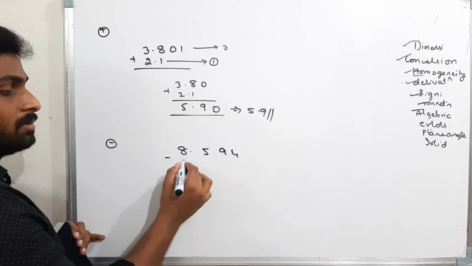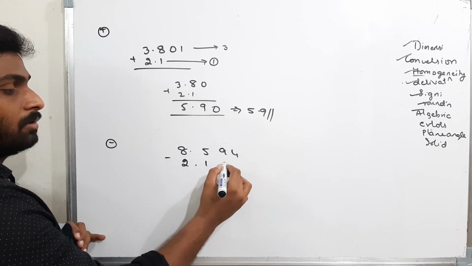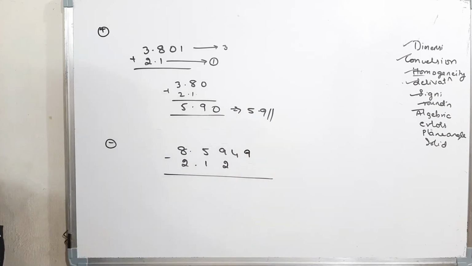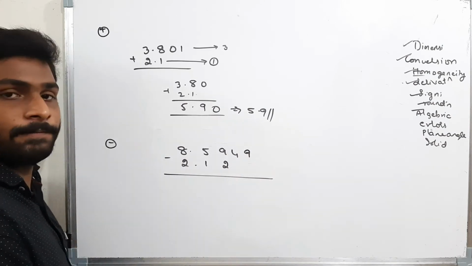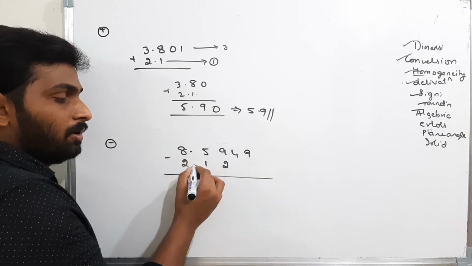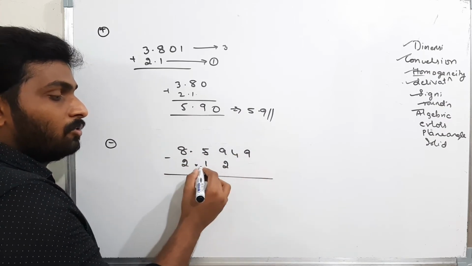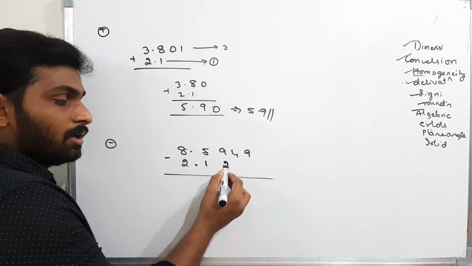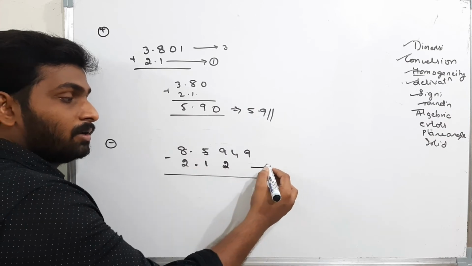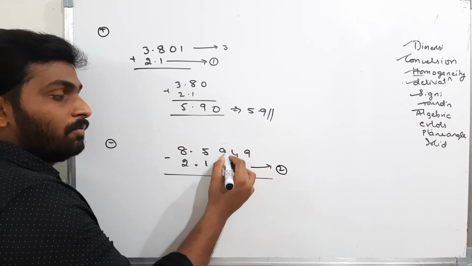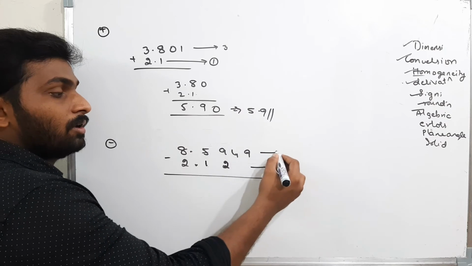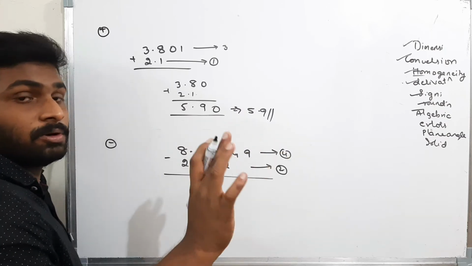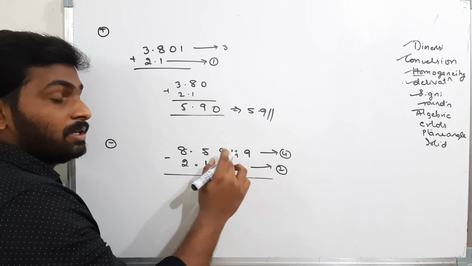8.594 minus 2.12. Okay, now same with this one. What is the answer? 8.594 and 2.12. I am doing subtraction. Now see how many digits are there here. The number of digits after decimal are 2. Now here how many digits are there after decimal? 1, 2, 3 are there. 2 is least. Plus 1 is acceptable, but 3 is not acceptable. Therefore I have to round off this one to 3 digits.